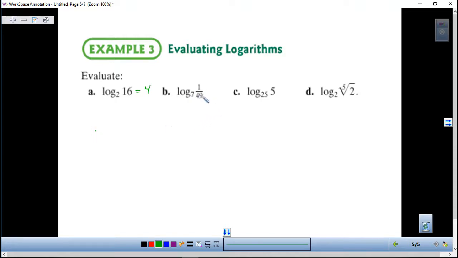Here, we've got a number on the bottom. Remember, what do you do to make it go to the bottom? You use a negative exponent. So that means you're asking 7 to what power gives me 49? Well, that would be 2.